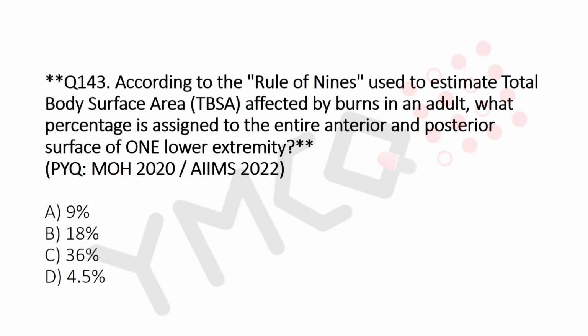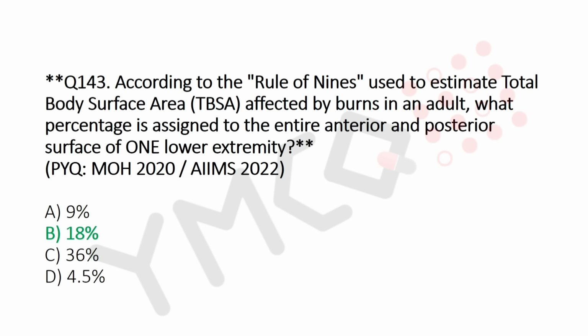According to the rule of 9s used to estimate total body surface area affected by burns in an adult, what percentage is assigned to the entire anterior and posterior surface of one lower extremity? Option A, 9%. Option B, 18%. Option C, 36%. Option D, 4.5%. And the answer is option B, 18%.